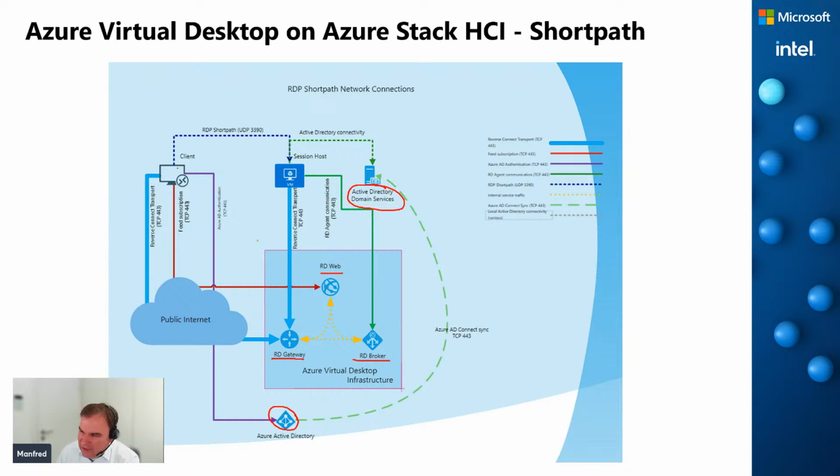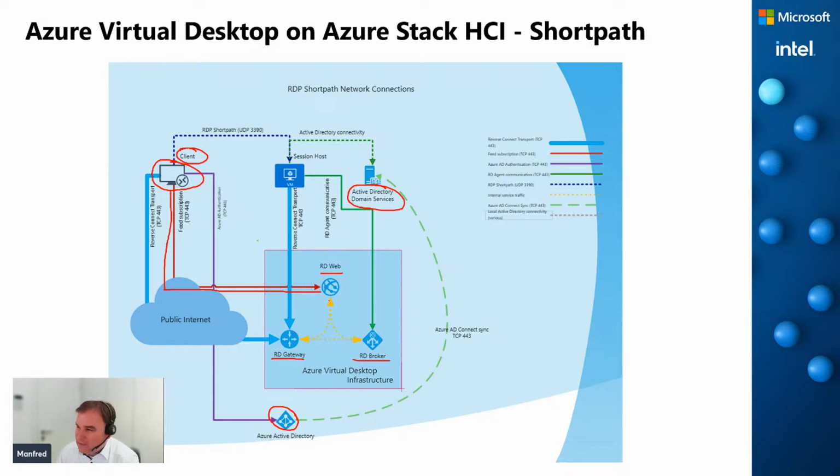So the client we can see here, this client will connect via port 443 in the default configuration through the public internet to our RD gateway, maybe via the RD web, and it will receive a session via the RD connection broker.